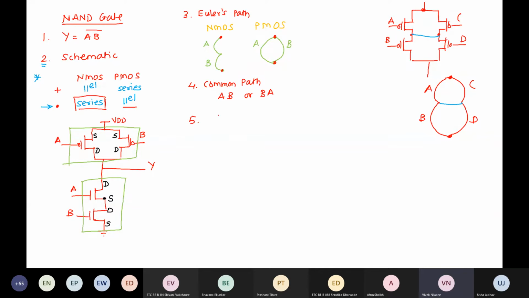Now how to use them? That is in stick diagram. Okay, that is in stick diagram. So what happens in stick diagram? Let us draw one horizontal line for PMOS. Okay, fine. And one horizontal line for NMOS.